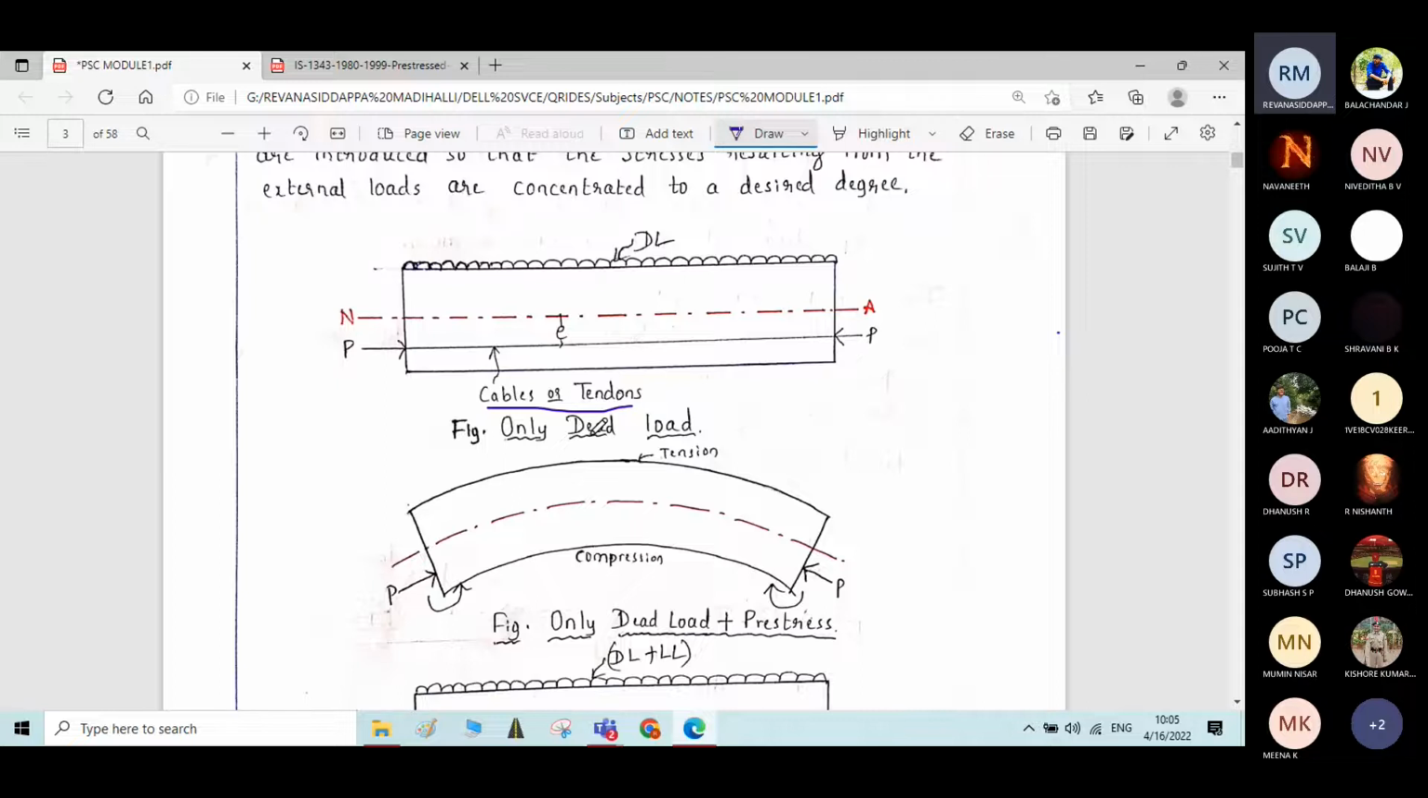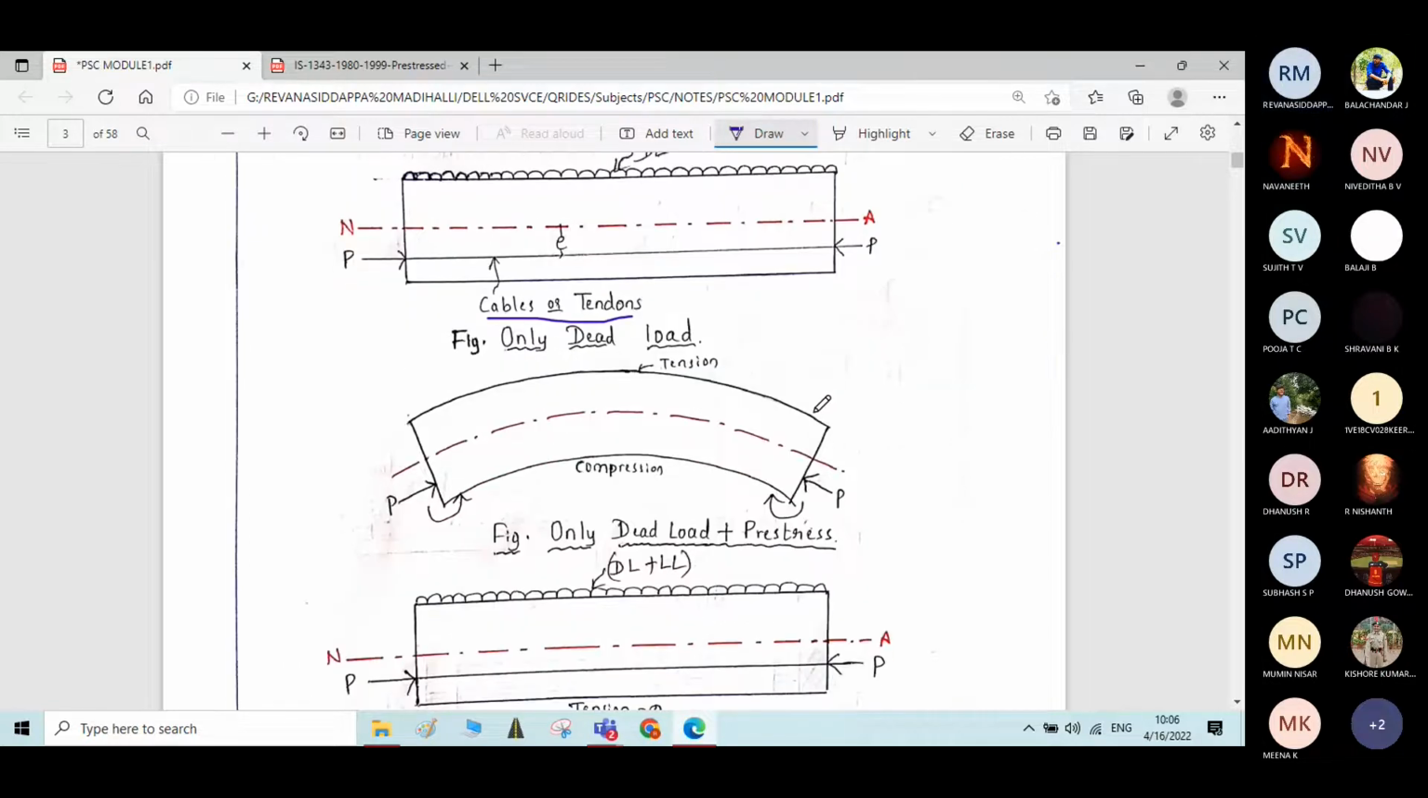Here you can see a cable or tendon, for which pre-stresses are induced. I will explain in detail how the pre-stresses are induced into the concrete element in the next topic. Here you can see the compressive stresses are induced through this cable or tendon to the concrete element. In the first figure, because of these compressive stresses induced, the nature of the bending pattern is shown in the second figure. You can see here.